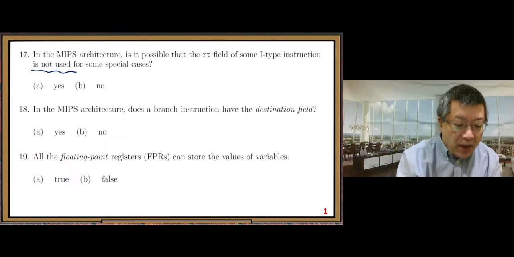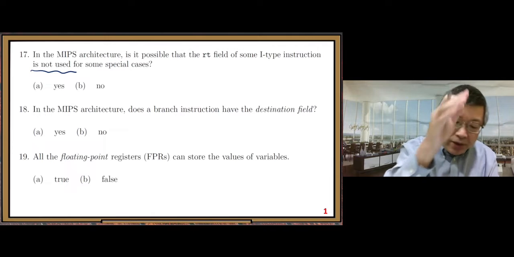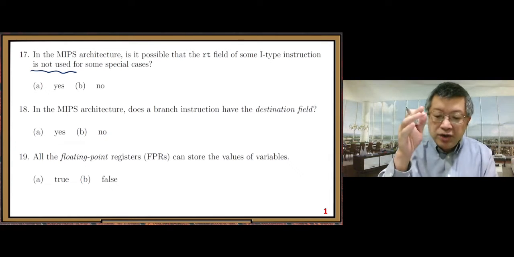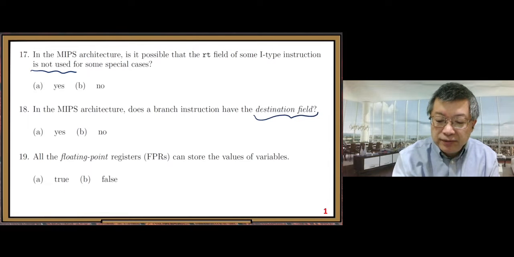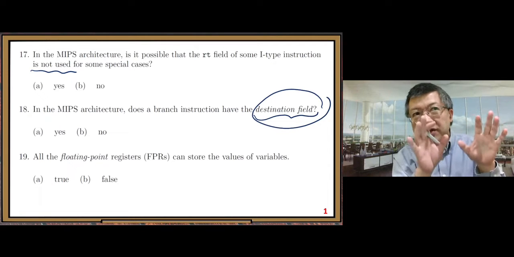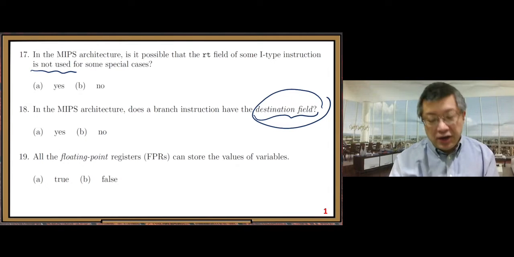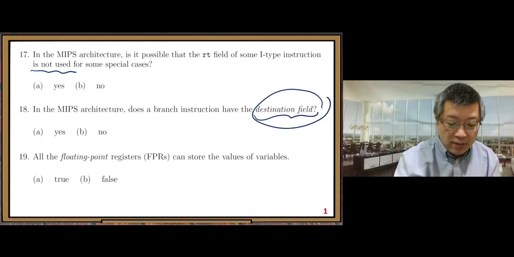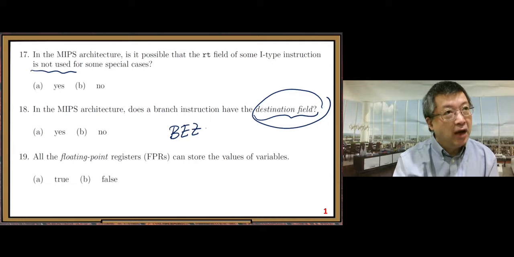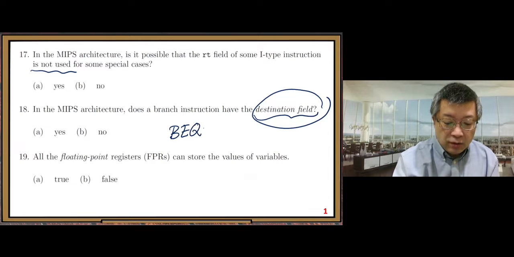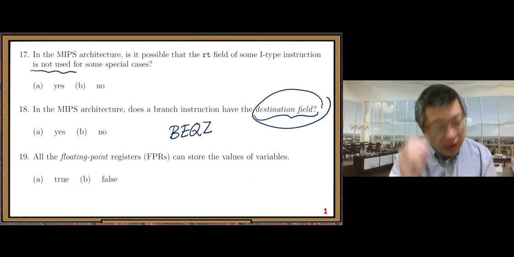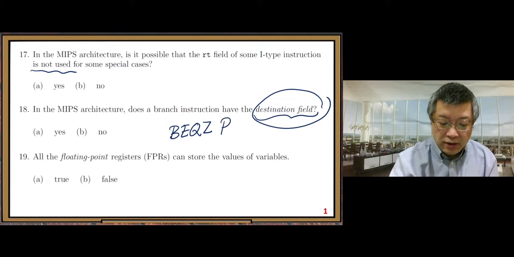Number 18, in the MIPS architecture, does a branch instruction have the destination field? All right, destination field. In my example, I use target. So remember, BEQZ, branch if equal to 0. The instruction name BEQZ, R1, target, right?